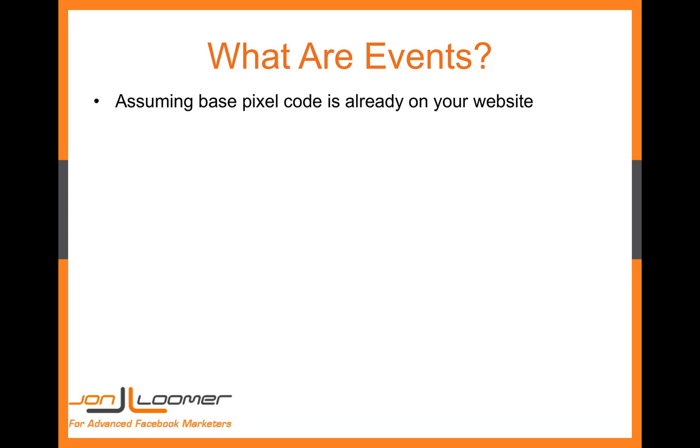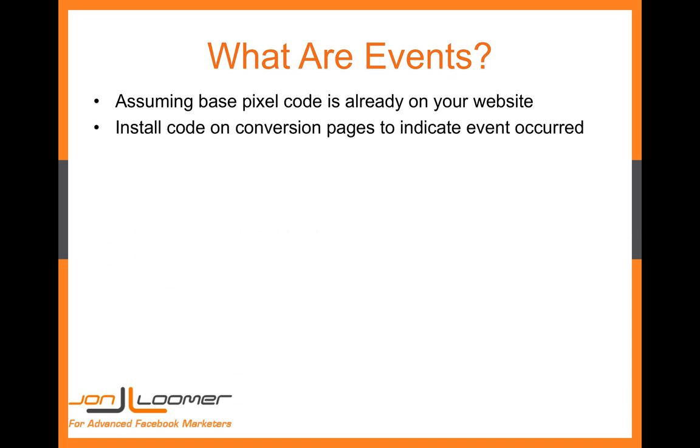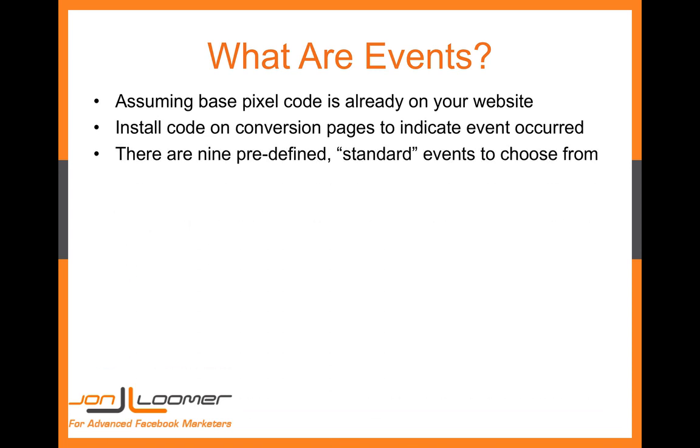So what are events? Again, assuming the base pixel code is already on your website, you install additional code on the conversion pages to indicate an event occurred. Now, not to be confused with the old conversion tracking pixel. That's not what this is. It's indicating a certain event happened. So was it a purchase? Was it a registration? Is it a lead? What is it? And Facebook provides 9 predefined or standard events to choose from. We'll get to those in a minute.